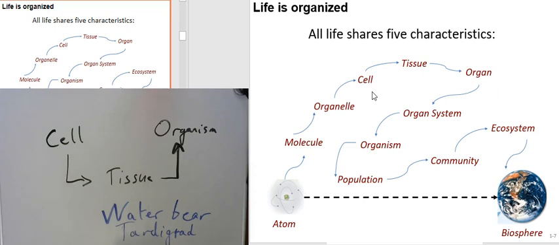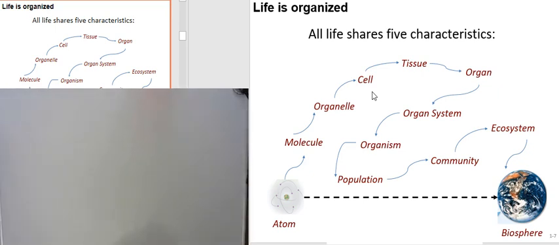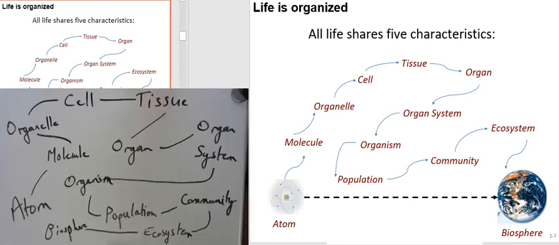So the organization of life, this is the big diagram. And what I want you to notice here is there are a lot of steps, right? There are a lot of steps. Atoms, molecules, organelle, cell, tissue, organ system, organism, population. And I'm just going to, really quick, pause and write them down on the board here.